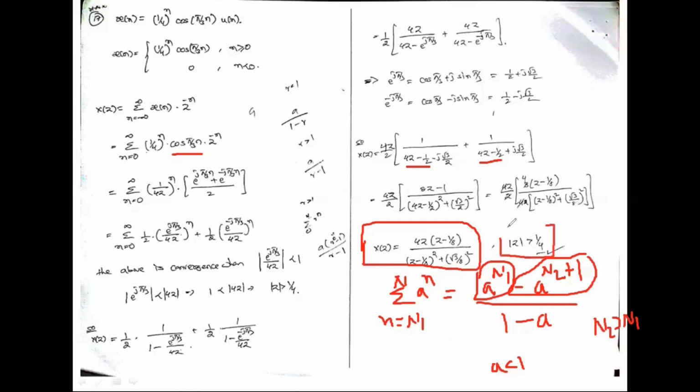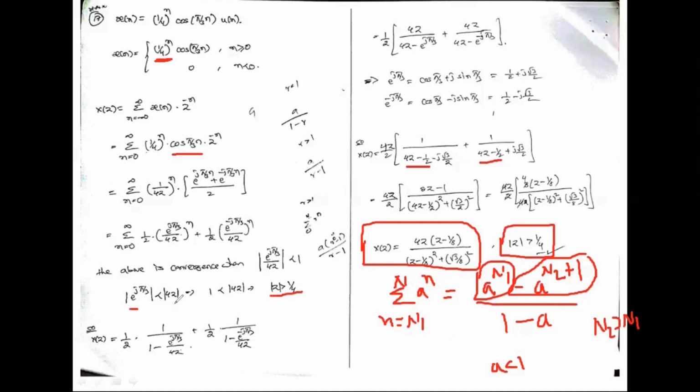And z is greater than 1 by 4, we can take it. Z is greater than 1 by 4 is the condition for convergence of this function also. Why is it greater than 1 by 4? Here the function has a power 1 by 4 whole power n. And also the other one, e power j pi by 3 is less than the 4z, and 1 is less than the 4z, and z is greater than 1 by 4.